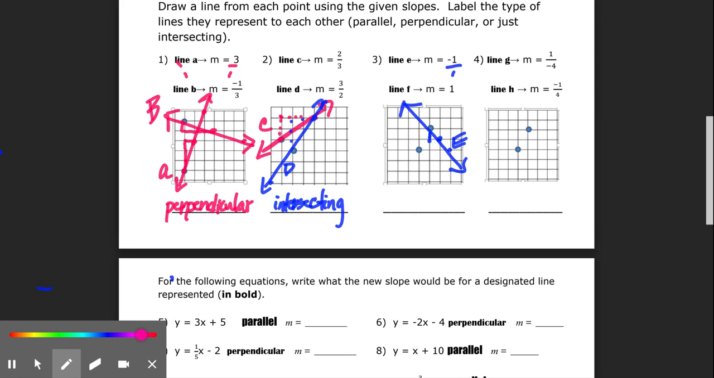And then line F is 1, so that's 1 over 1. From this point right here, I'm going to go up 1, right 1, up 1, right 1. All right, so they look perpendicular. They look like they intersect at 90 degrees. On line E, you have -1 over 1. If we change the sign, it becomes positive, and if we flip 1 over 1, it's still 1 over 1. So these are perpendicular.